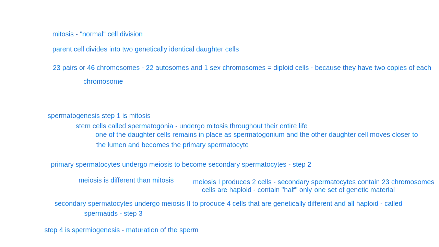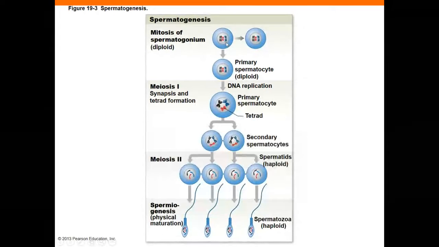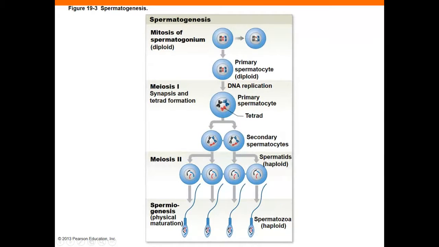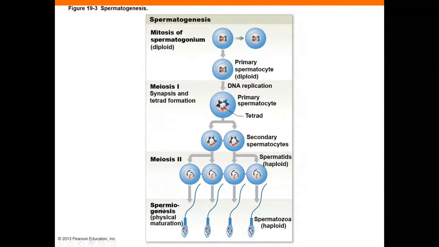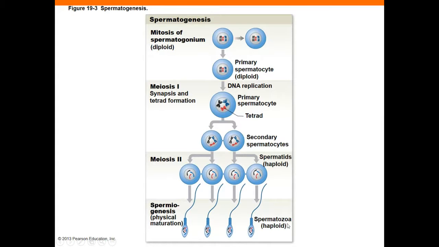If we look in the book on page 644, this is figure 19.3. Here is our spermatogonium at the very top. It undergoes mitosis, and one of those stays there. The other becomes the primary spermatocyte. That's diploid. Remember, it's going to have 2 copies. Then it undergoes meiosis 1 to form the secondary spermatocytes that are now haploid. We get the spermatids, haploid, that then mature through spermiogenesis to become spermatozoa.